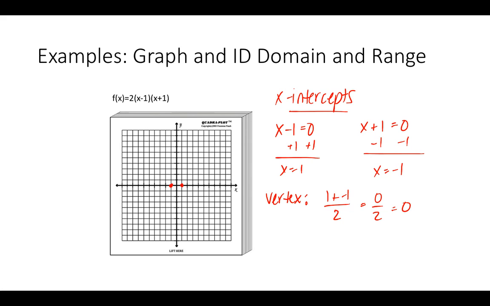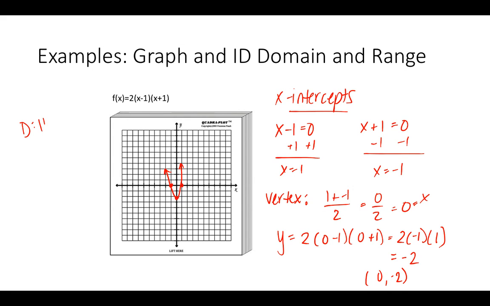But then we have to figure out how far up or down that point's going to be, so we need a y value. Again, that's the x coordinate for the vertex. So we plug that into the original equation. So 2(0 minus 1)(0 plus 1). So that's 2 times negative 1 times positive 1, which will be negative 2 times 1, or negative 2. So our vertex is at (0, -2). So domain is all reals. Range is y is above, so y is greater than or equal to negative 2.